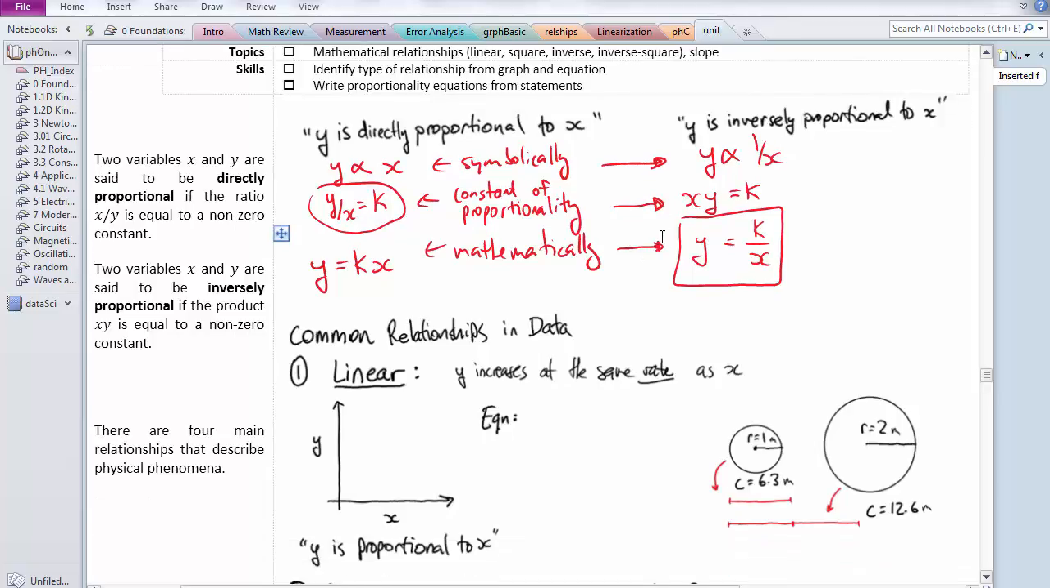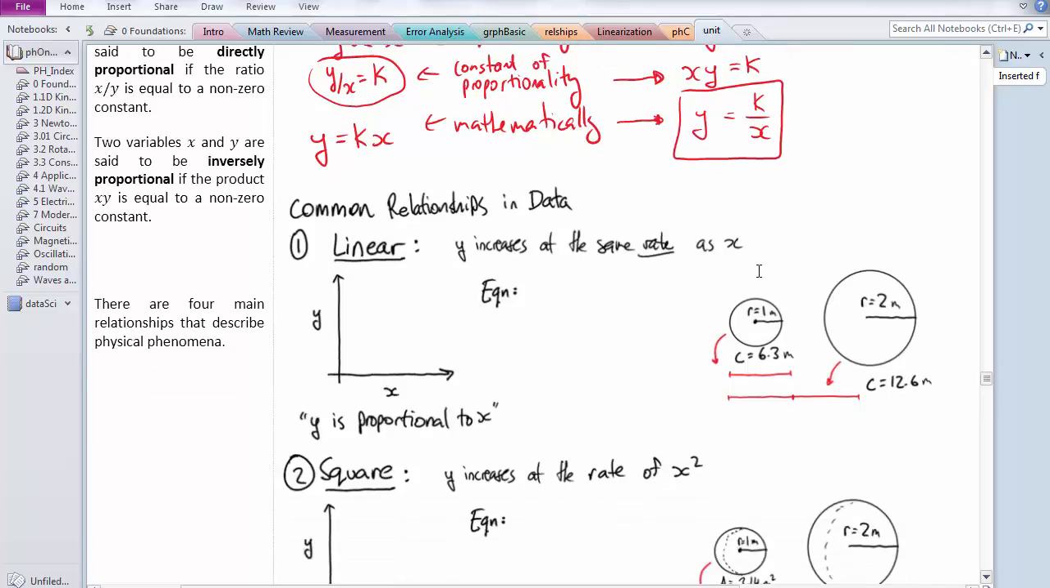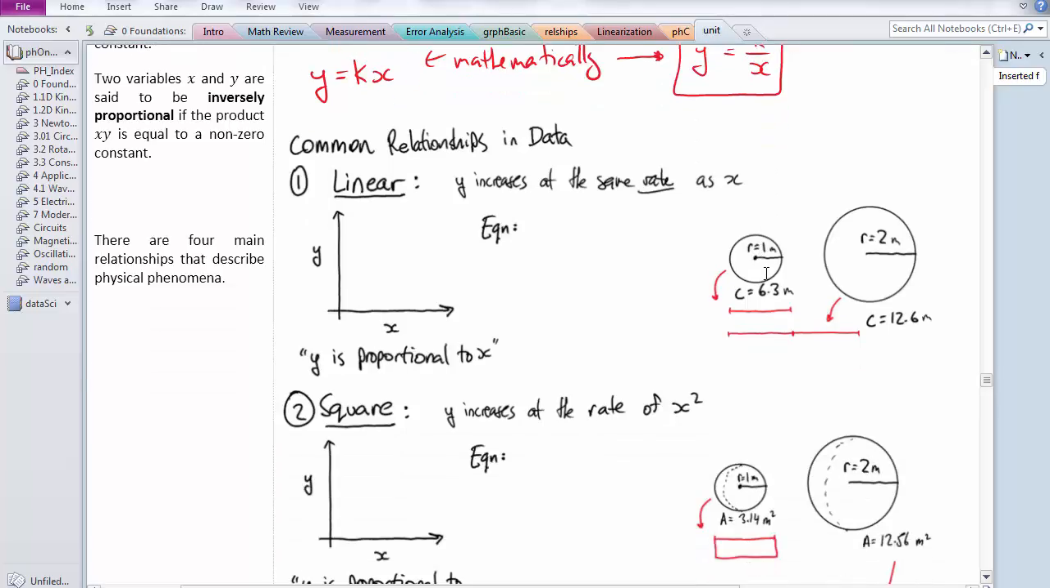Okay, so once we know about these proportionalities, we can see them in data through these 4 common relationships that I'll explain right now. The first very basic one is linear, and hopefully we've seen this already. Linear looks like a straight line, and the idea is if y increases, then x will increase at the same rate. That's why we have a constant slope. The steps are constant between each point. They increase at the same rate.